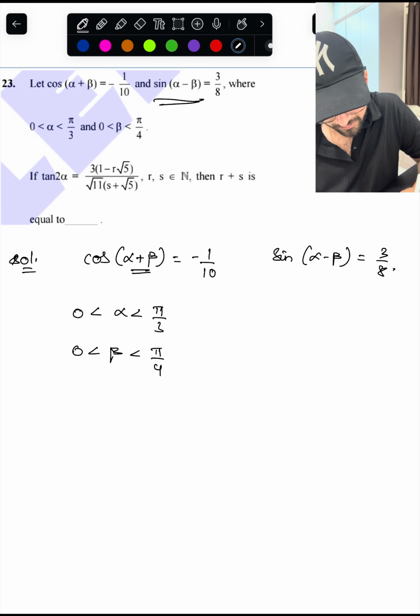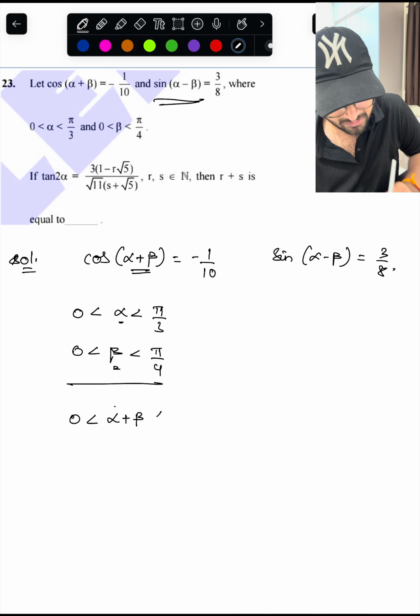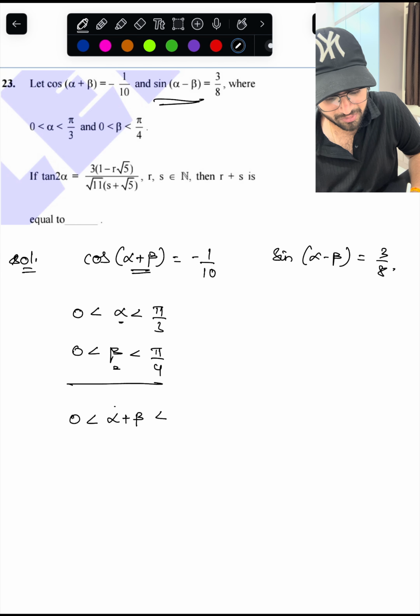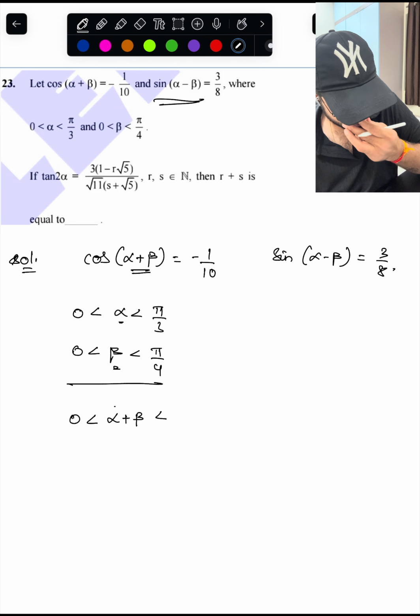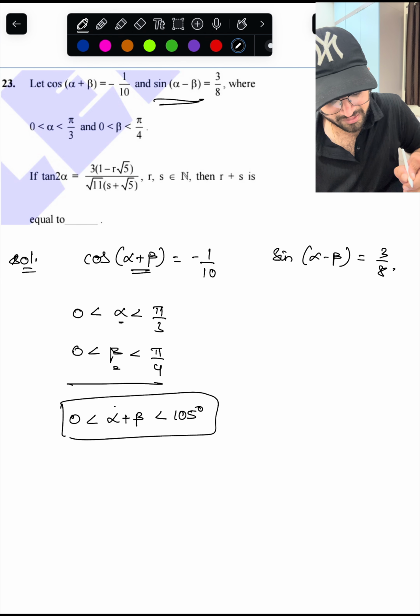So what we can clearly see is here the range of alpha and beta is given. Now can I say where the alpha plus beta will lie? So we can add up these two inequalities. So I can say 0 less than alpha plus beta less than pi by 3 means 60 and pi by 4 means 45, 105 degrees we can write, right? So alpha plus beta range is this one, and here alpha minus beta is there.